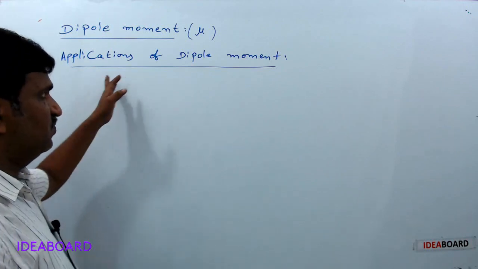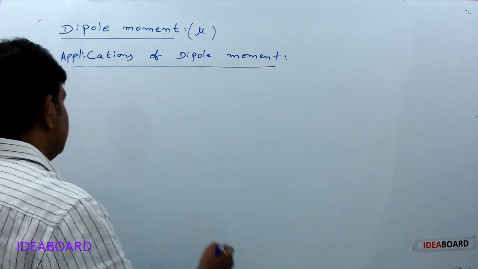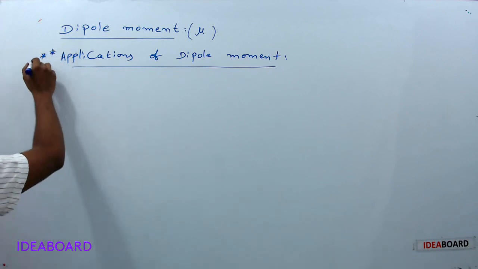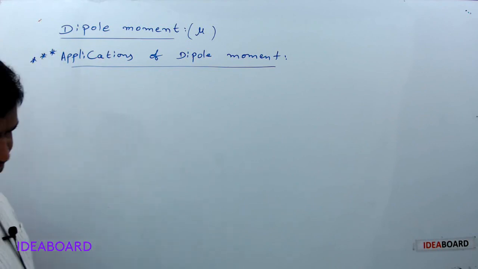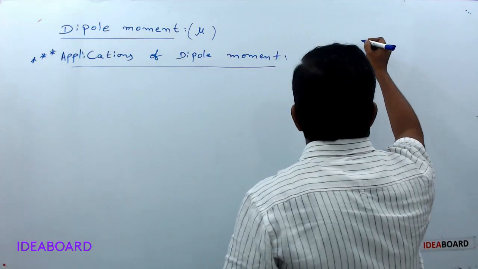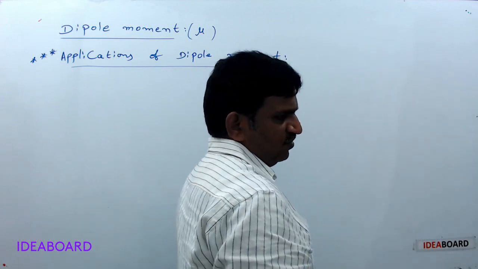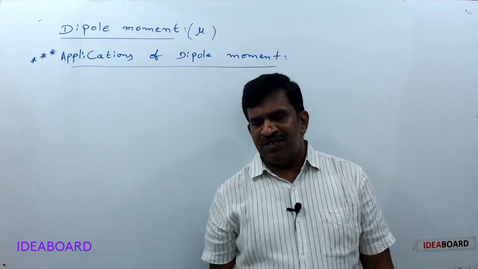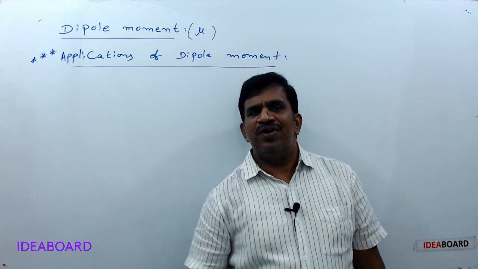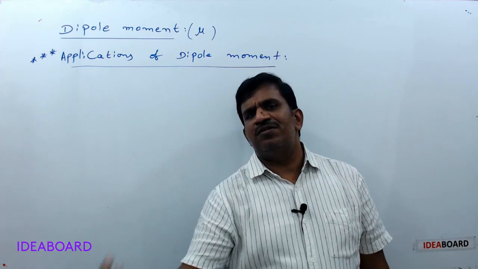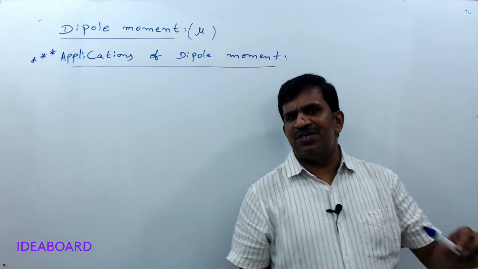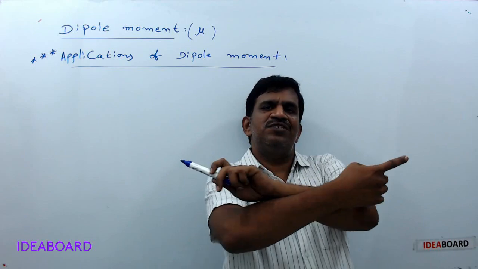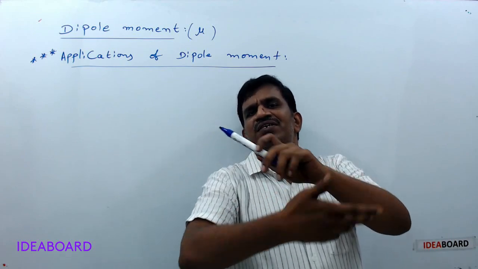Next point, applications of dipole moment. This is an important one. From the examination point of view, they are asking about the applications of dipole moment. And one more important thing, remember, dipole moment is a vector quantity. Vector quantity means it has both magnitude and direction. In one particular direction it has one value, in the opposite direction it has the opposite sign value. Suppose in this direction it is plus, and in this direction it is opposite. When both are opposite and equal, they will cancel each other.